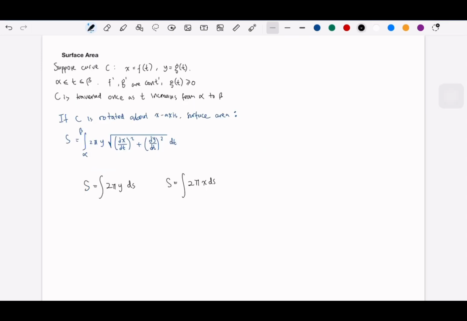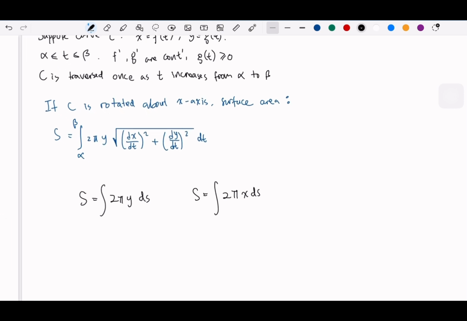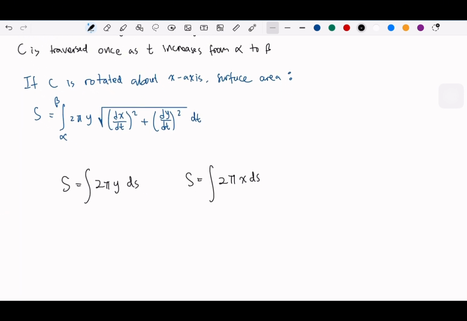So the surface area is basically the same thing. The difference is we are going to change all the formulations into parametric. For example, if y is a function of t, then we change it all into t. And then we use the ds from the arc length, the parametric arc length. How we set up the surface depends on the conditions. For example, it can be 2 pi y ds or 2 pi x ds.